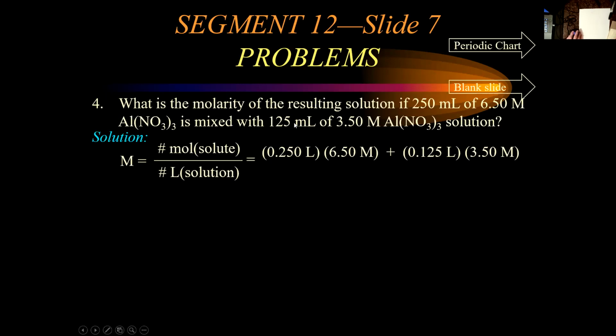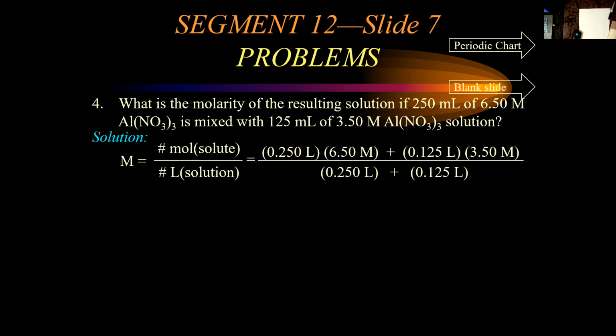From the second solution, there's 0.125 liters, 3.5 molar. That's the number of moles of solute in the second solution. So that's the total number of moles in the numerator. What's the total volume? 250 and 125 milliliters, or 0.250 and 0.125 liters. Now, we've done this, putting moles divided by liters.